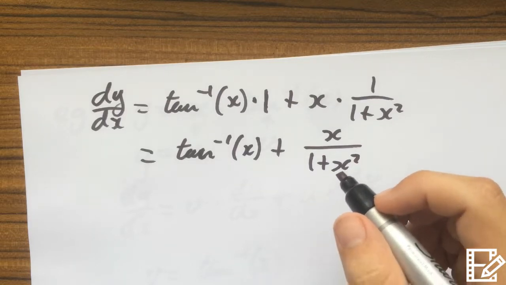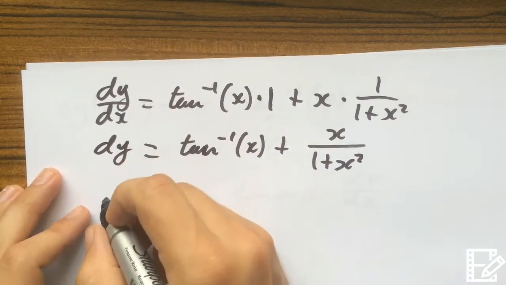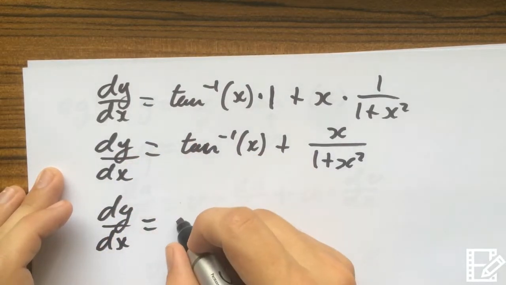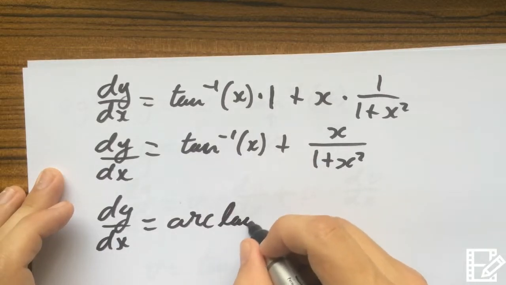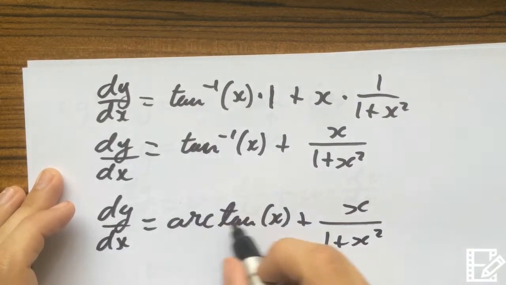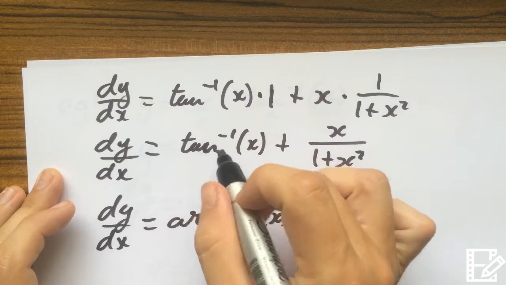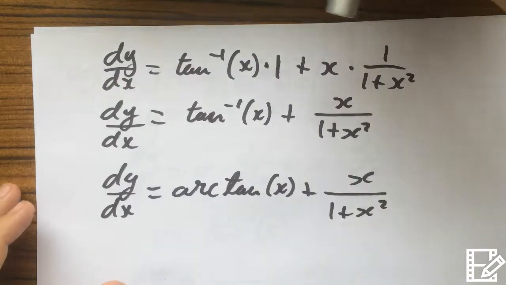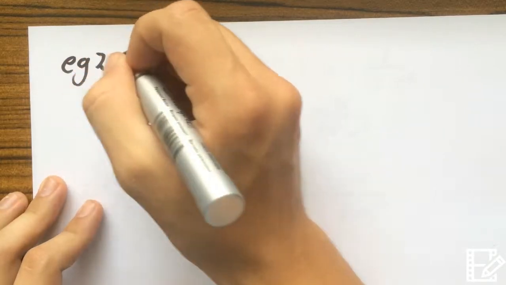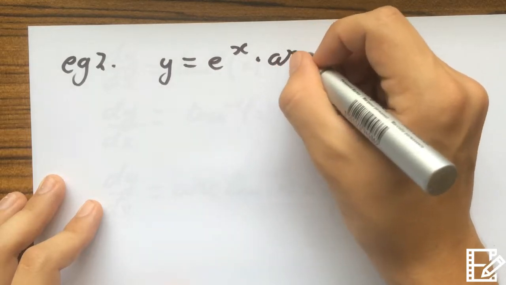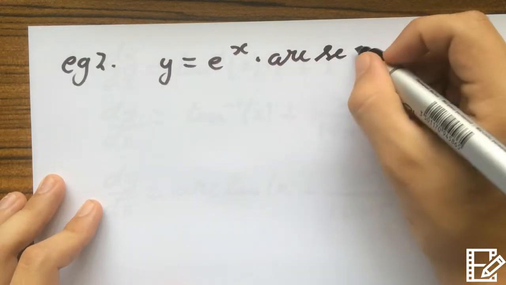Okay, now that's the question answered. If you wanted to write it a different way, you could just replace the inverse of tan x with arc tan x. This here equals the exact same as that. Inverse of tan x is the same as arc tan x. Okay? Now, we're going to go straight into our second example. y equals e to the x multiplied by arc sec x.